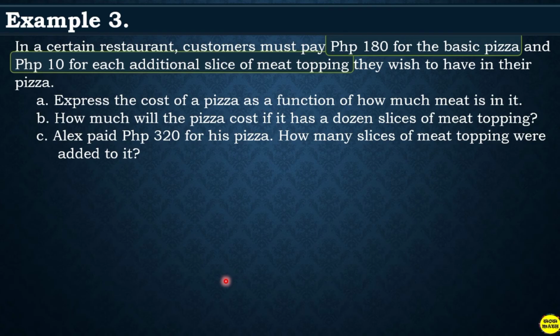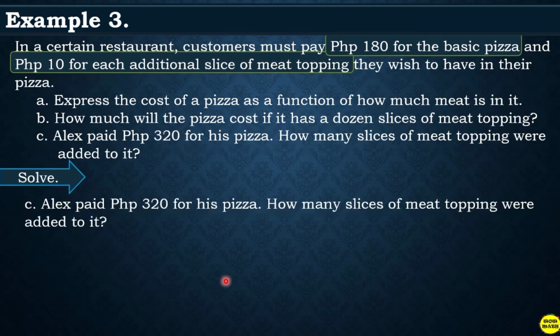Next. So, let's have letter C. Alex paid 320 pesos for his pizza. How many slices of meat toppings were added to it? So, dito naman, ang problem natin is given yung total cost. Ang binigay naman dito, baliktad. Kanina, dun sa previous slide natin, ang pinapahanap is kung magkano ang babayaran niya. So, ito, how much will the pizza cost? Dito naman, this time, given naman yung amount na total cost, ang hahanapin natin is how many slices of meat toppings yung pina-add niya.